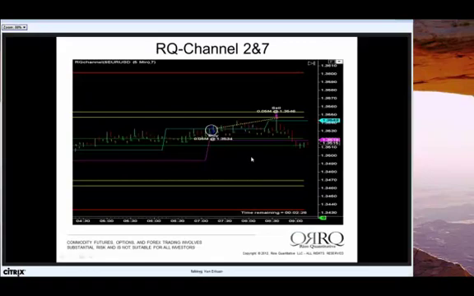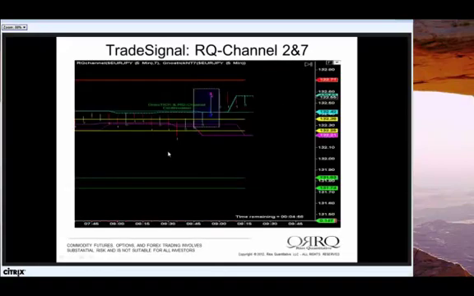Here's a euro dollar on a 5-minute chart. Executed on the break of the channel. Taking profit right there. The euro yen on a 5-minute chart, same thing. Execution. Taking profit in the same 5-minute bar.